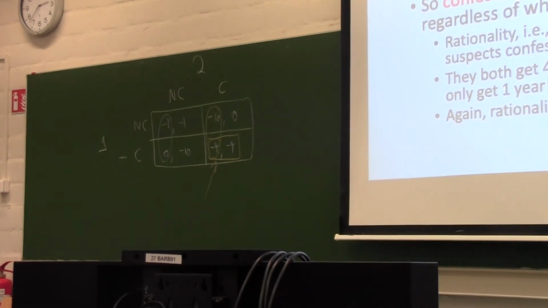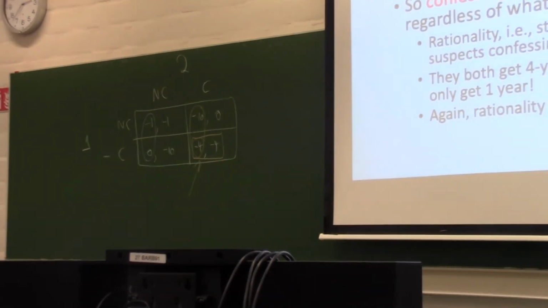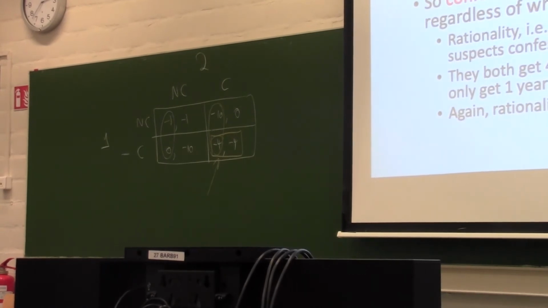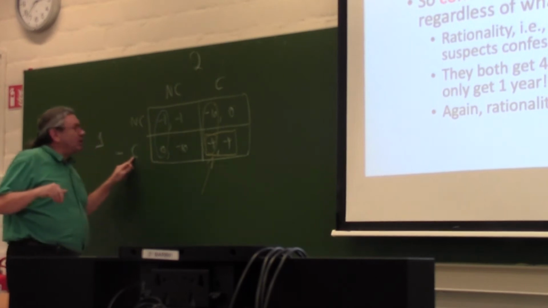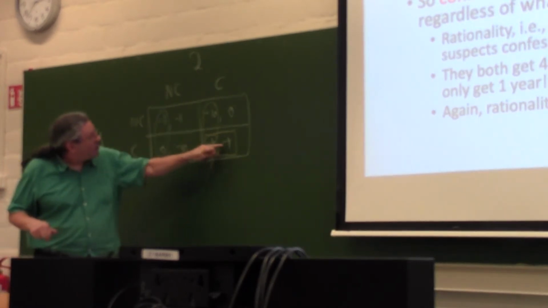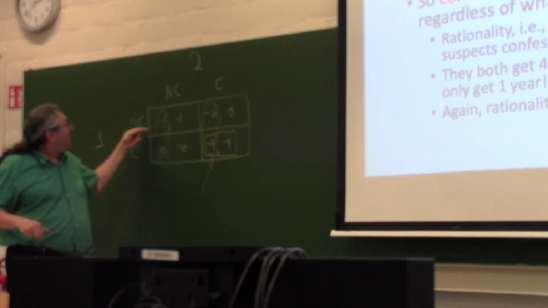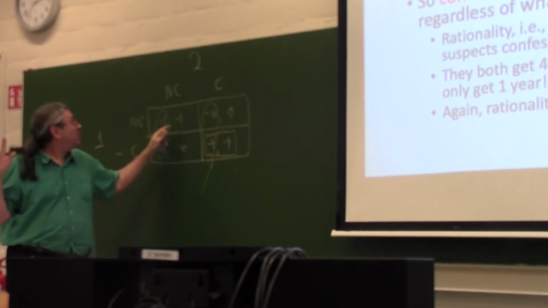But if both of them were silent, they would get less time. If they confess, each one says, yeah, it's partly me and partly him, the other guy. You get minus 4. But if you're silent, they have no proof, so you only get minus 1.